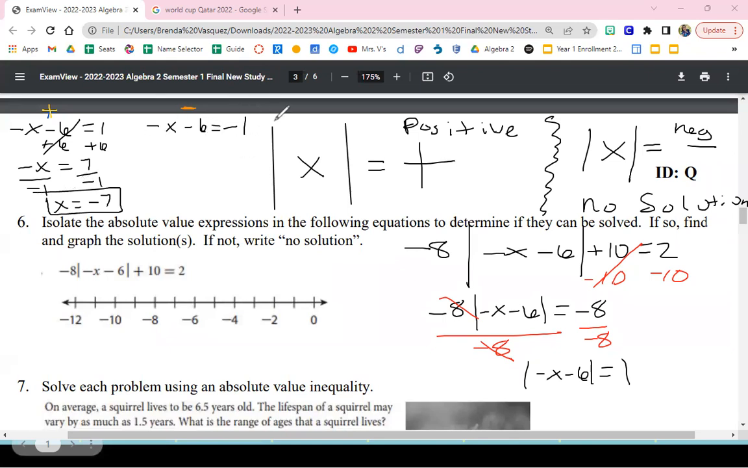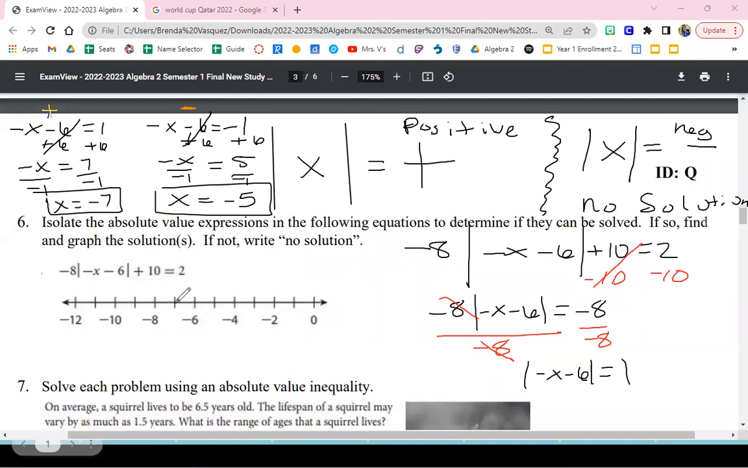All right, my second is whenever I have -1 as a result. So let's go ahead and add 6. We have -x equals -1 plus 6, +5, and then divide by -1. So therefore, x equals -5. Woo-hoo.